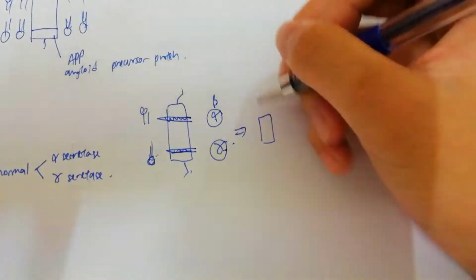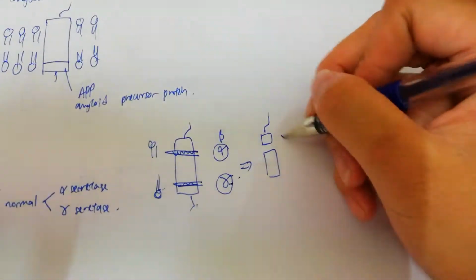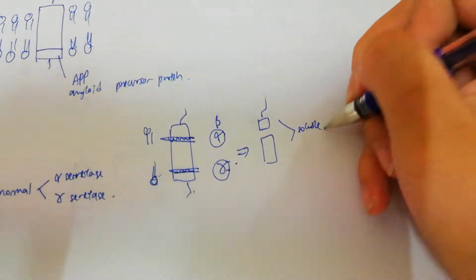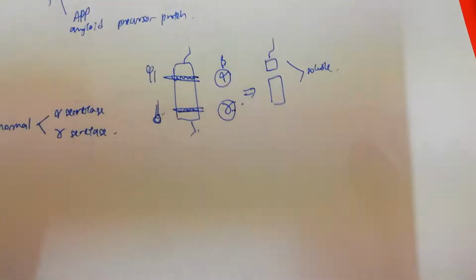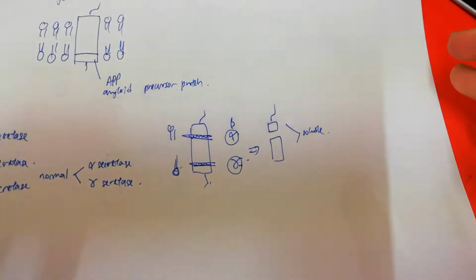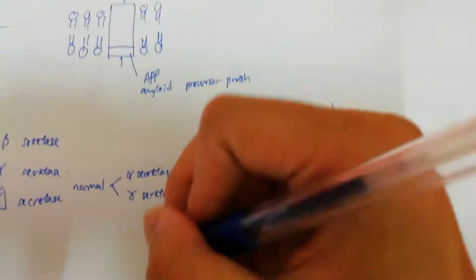So what they form is these two molecules. These two molecules are actually soluble, so it will be fine for them to be excreted out of the body. So there's no issue over here. So this is what happens in normal condition, but what happens in Alzheimer's disease?